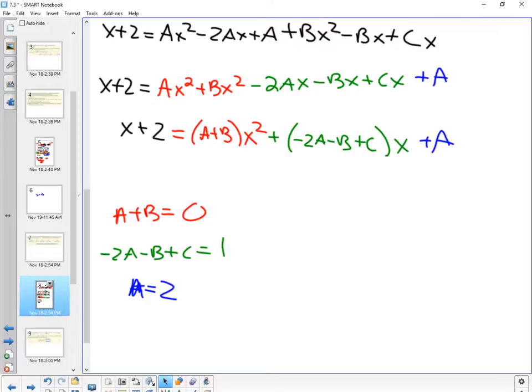Because that's the constant, right? See how there's no x's there? So what does the constant equal over here? If I added the other piece over here, this would be 0x squared, right? So the x squared coefficient, a plus b, will be equal to 0. The green part, the coefficient is a 1, and then a is just 2.